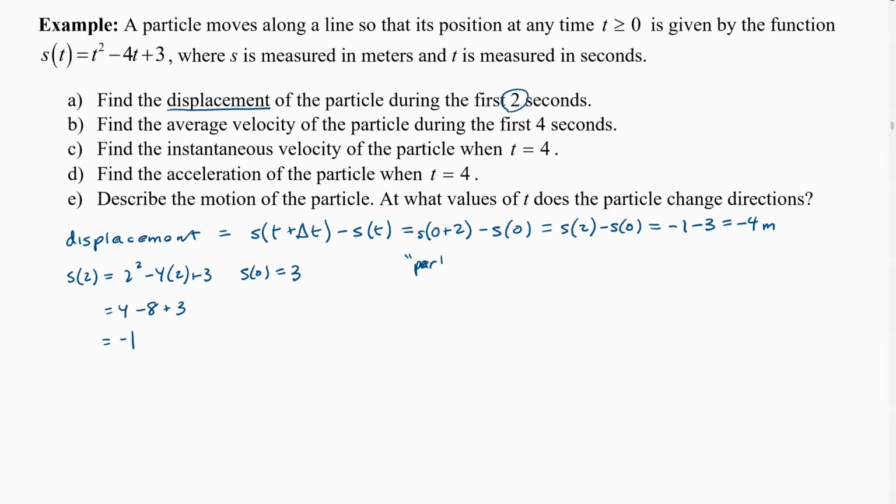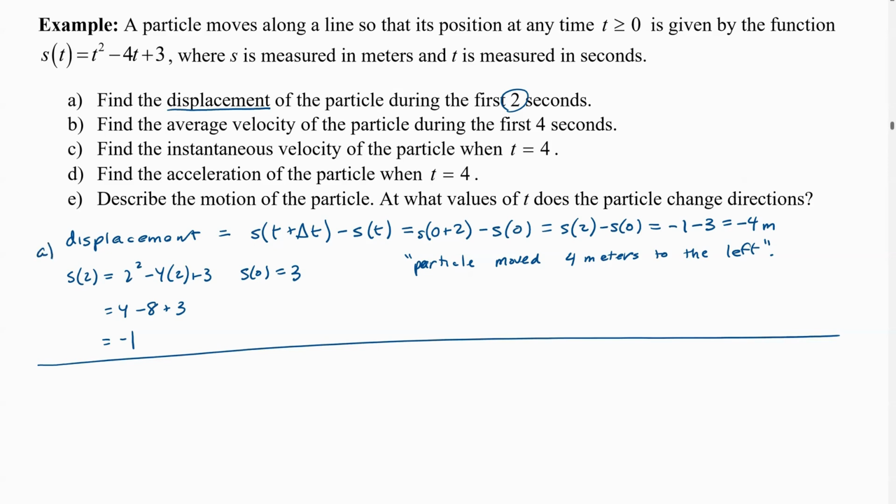Particle moved 4 meters. And we're going to say that positive is moving to the right and negative is moving to the left. So it moves 4 meters to the left. There we go. And that's part A.